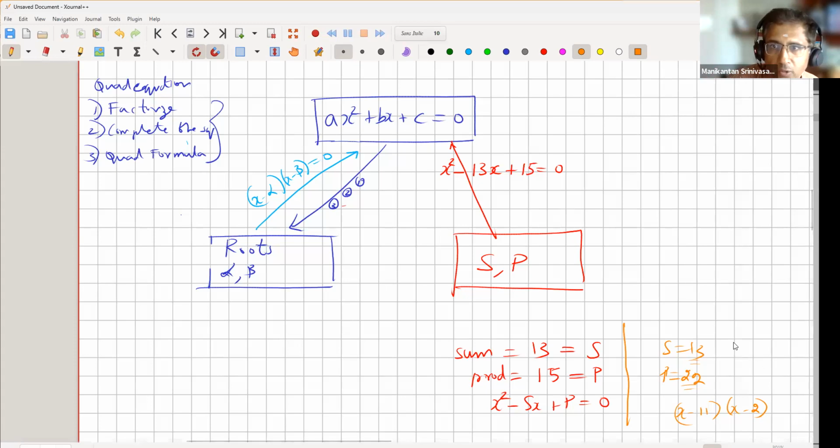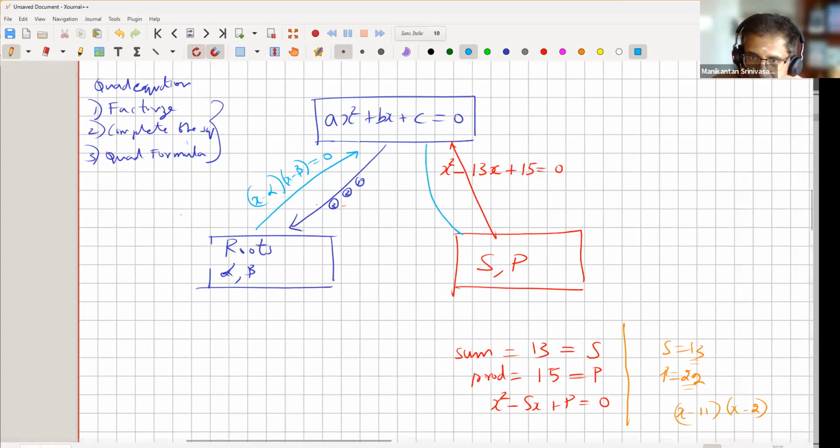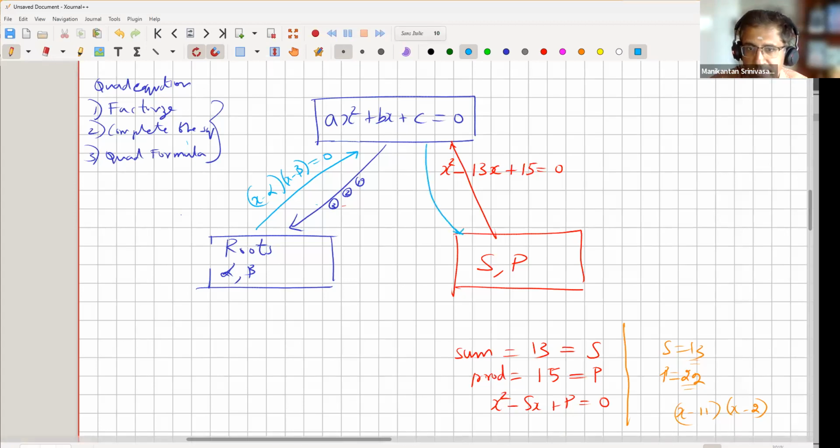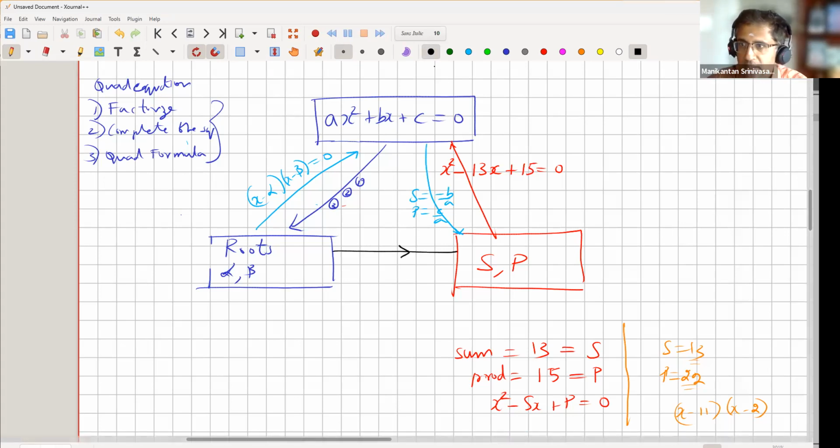Okay, and then how do I traverse the reverse process from here to here? So if I know ax squared plus bx plus c equal to 0, then I know my sum is minus b by a, my product is c by a. We saw that also. Okay, and then if I know the roots as alpha and beta, can I find the sum of roots and product of roots? Yes, this is simple addition and multiplication. It's asking, can you do addition? Can you do multiplication? That's all.